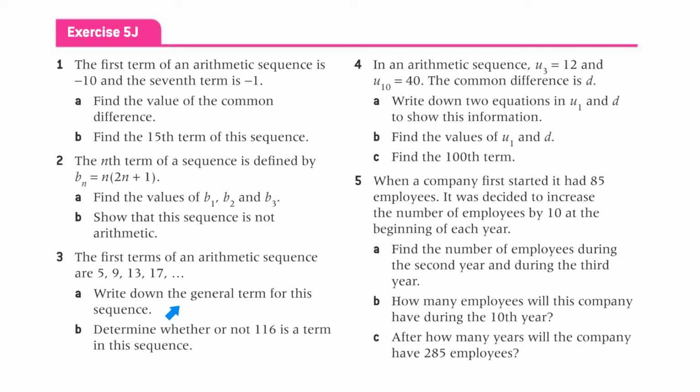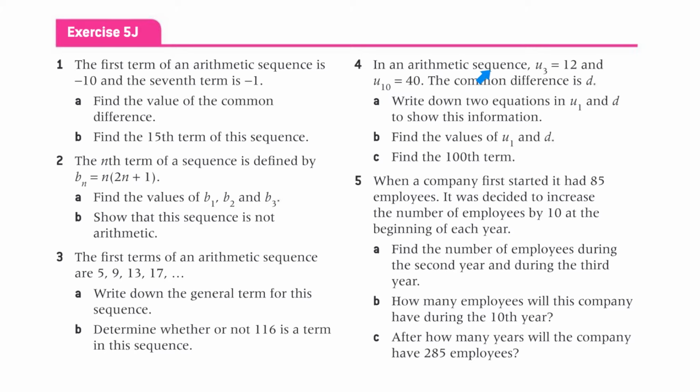A, write down the general term for this sequence. Well, the difference is 4. The first term is 5. So Un equals 5 plus n minus 1 times d, which is 4. So the general term is going to be 5 plus 4 times n minus 1. B, determine whether or not 116 is a term in this sequence. We'll have a look at the first example and have a look at part C. It's a similar type of question.